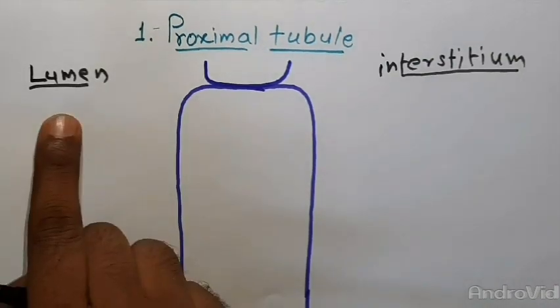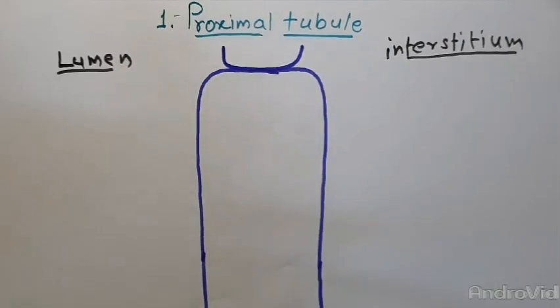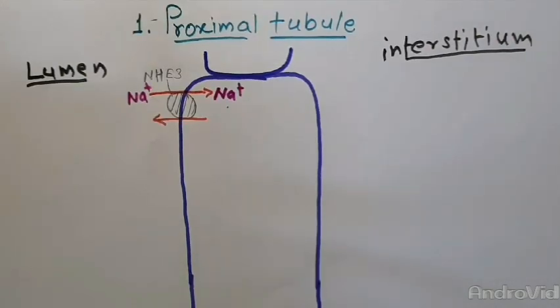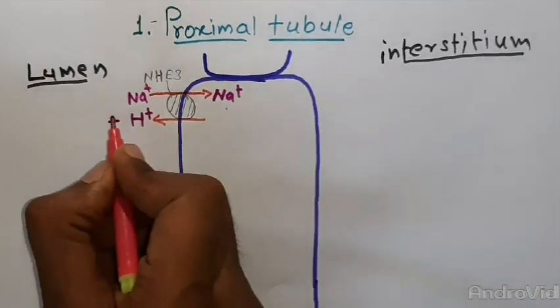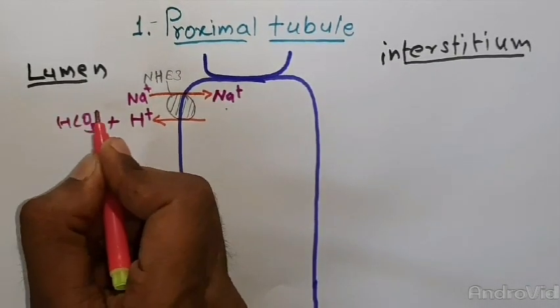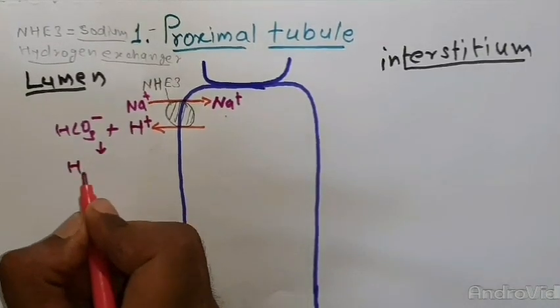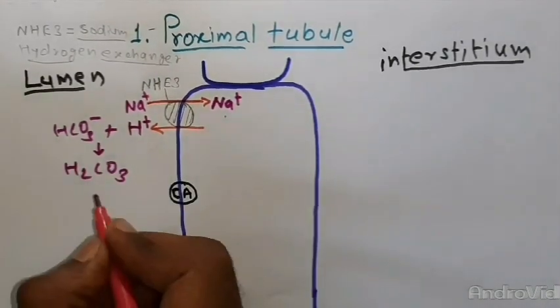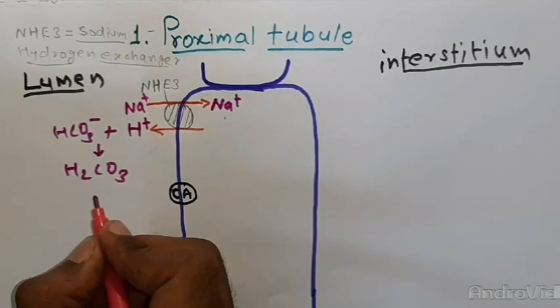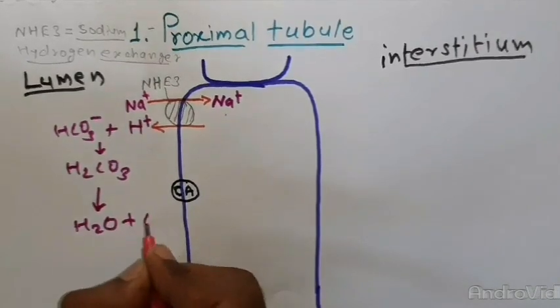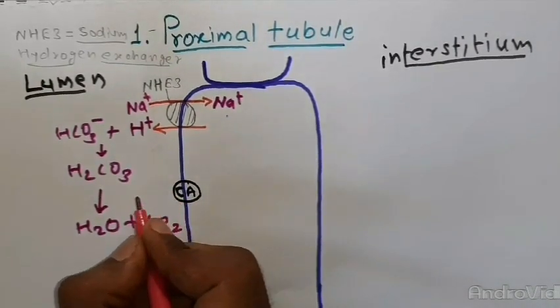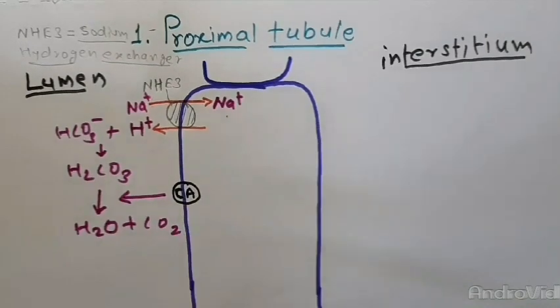So let's talk about the reabsorption at the proximal tubule from the pharmacological point of view. Let's suppose this is the lumen, this is the cell, and this is the interstitium. From here, the main thing which is reabsorbed is the sodium bicarbonate. The reabsorption of sodium bicarbonate is initiated by the exchange of sodium with the hydrogen ion. This hydrogen ion then combines with the bicarbonate ion present in the lumen to form carbonic acid very rapidly. This carbonic acid is then converted into H2O and CO2 with the help of the carbonic anhydrase enzyme which is present in the lumen.